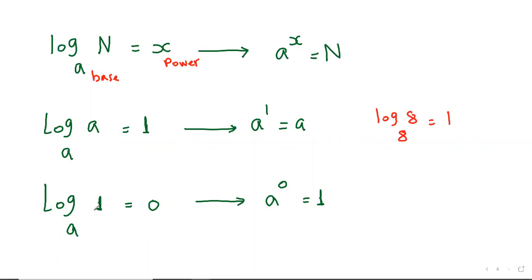What about log 1 in the base a? It's 0. Why is that? Because any base here, like a, except 0, raised to the power of 0 equals 1. Like log 1 in the base 8: 8 raised to the power of what equals 1? It's 0.